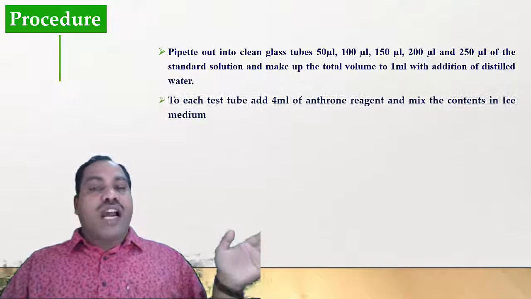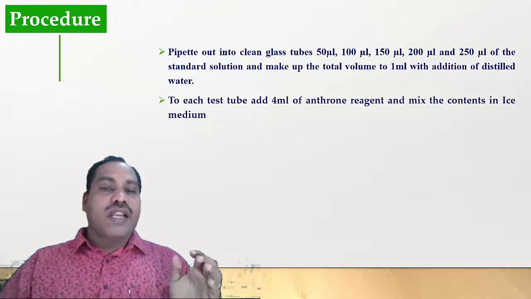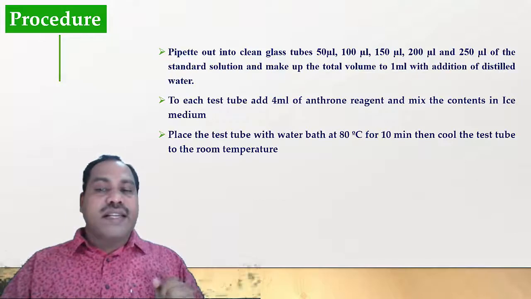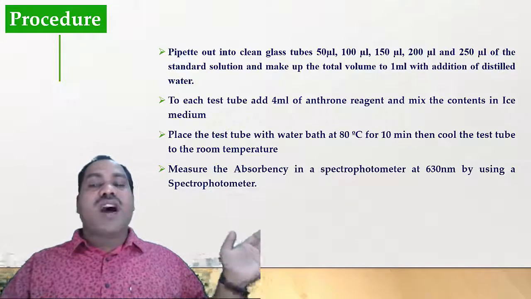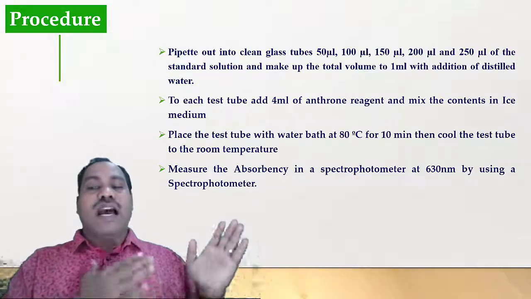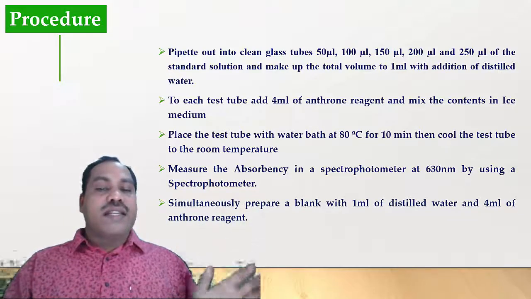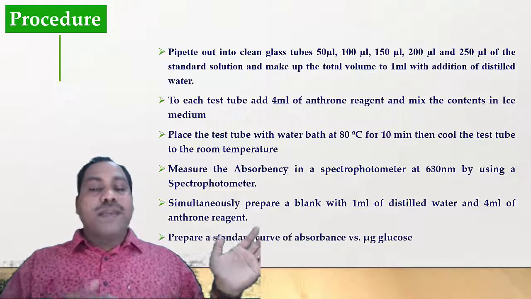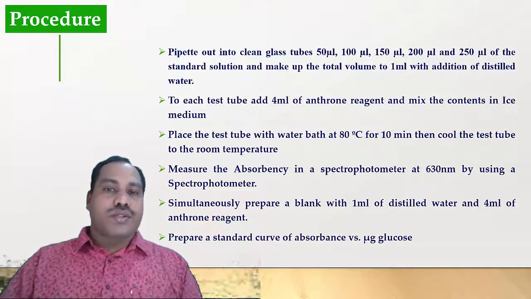Then to each test tube, add 4 ml of anthron reagent and mix the contents in an ice medium. Then place the test tubes in a water bath at 80 degrees centigrade for 10 minutes. Then cool the test tubes to room temperature and measure the absorbance in a spectrophotometer at 630 nanometers. Simultaneously prepare a blank with 1 ml of distilled water instead of the standard solution and 4 ml of anthron reagent, and prepare a standard graph of absorbance versus concentration of glucose.